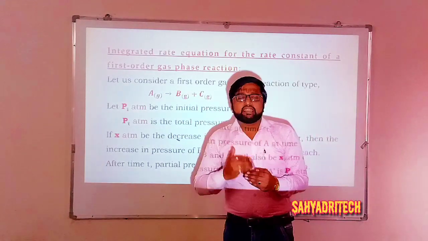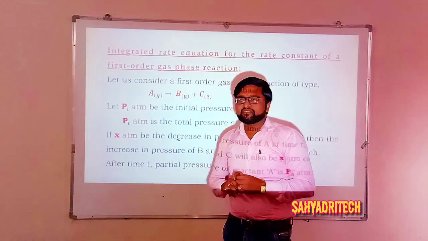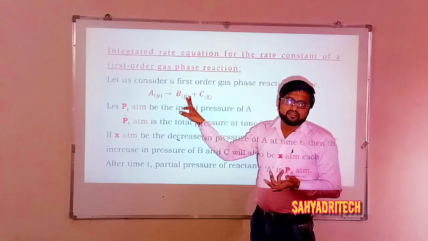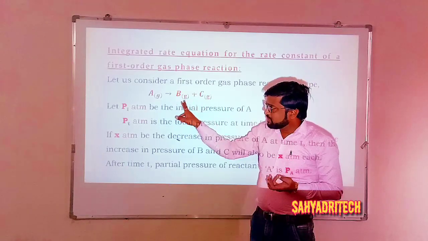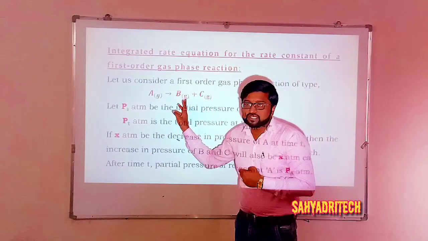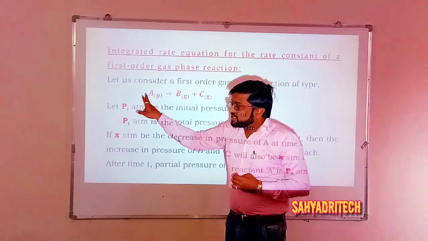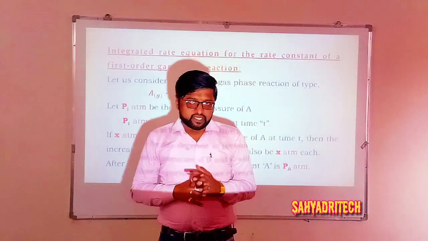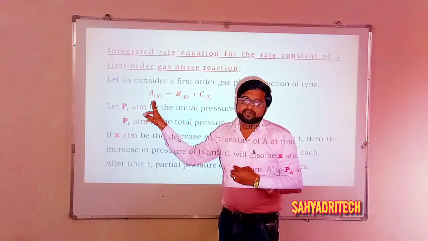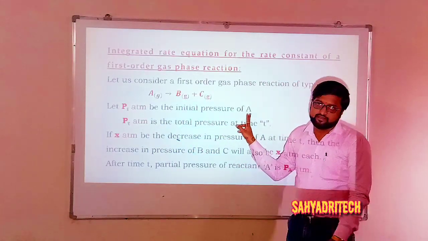Well, when I consider zeroth time, when t is equal to 0, it means the reaction has not yet begun. What about B and C at that time? There is no product at all. In the sense, there are no B molecules and no C molecules. Then there is no partial pressure of B and partial pressure of C. So when t is equal to 0, whatever pressure is exerted will be the pressure of only reactant molecules. So I consider, let Pi atmosphere be the initial pressure of A.